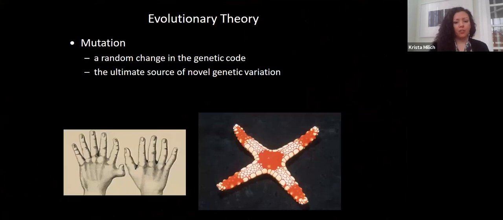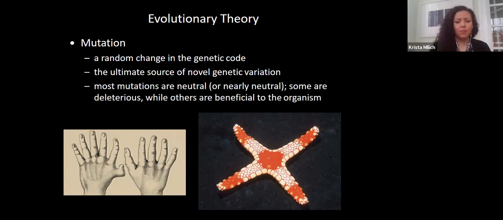Okay, so mutation is a random change in the genetic code. Mutations are important because they're the ultimate source of novel genetic variation. Novel just means new. So these mutations are a way to introduce new variation into a population. And remember that that variation is very important because that's what evolution is able to take advantage of when there are changes in the environment.